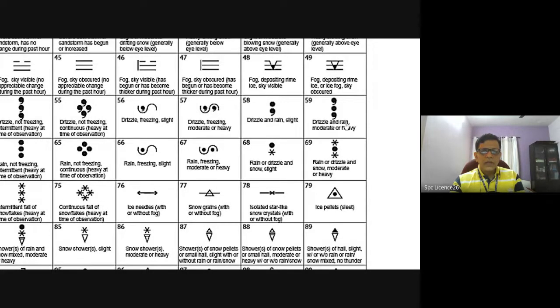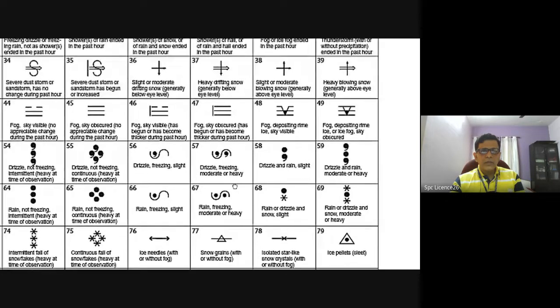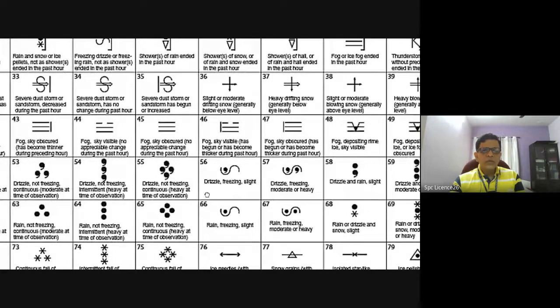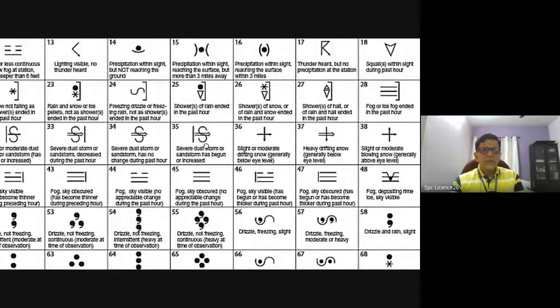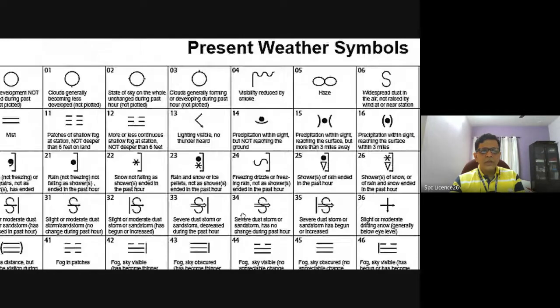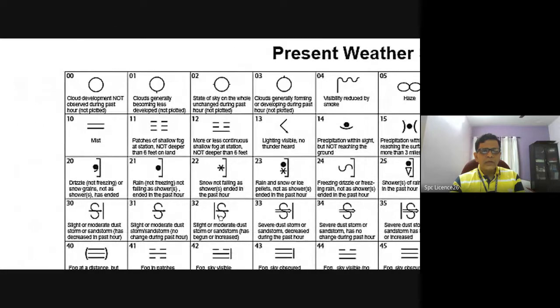And drizzle and rain, moderate or heavy. Rain or drizzle, moderate or heavy. Ice pellets is shown by this particular symbol as such. I would want you all to go into the details of the others as such. You'll see that the origin of these will be found here. I purposely did not start with this.